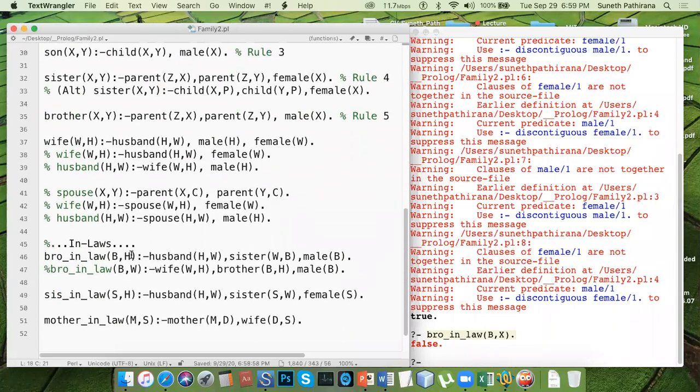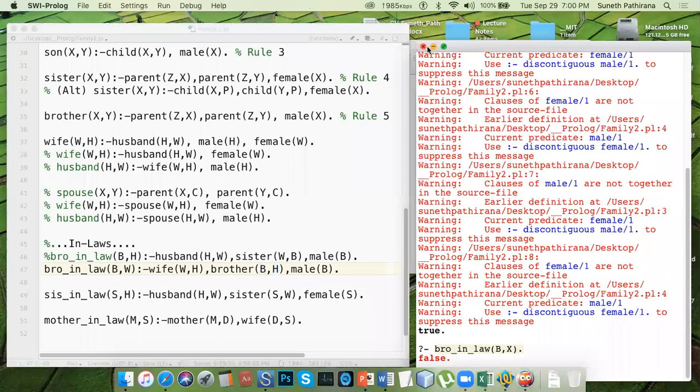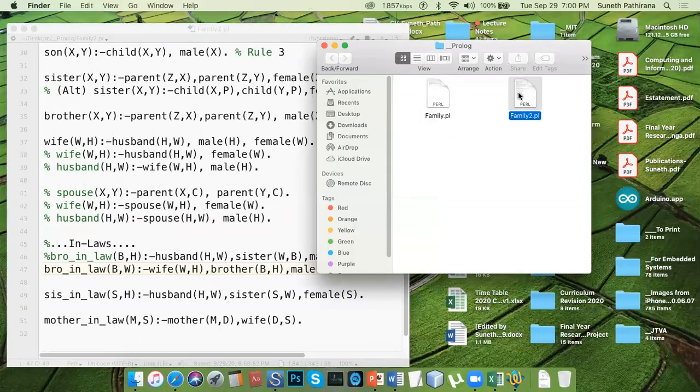So according to our brother-in-law relationship, wife, brother of husband, this is the other relation. We have introduced it the other way. So the male party has a brother: B is the brother of H. Then we can close this and open this up again.